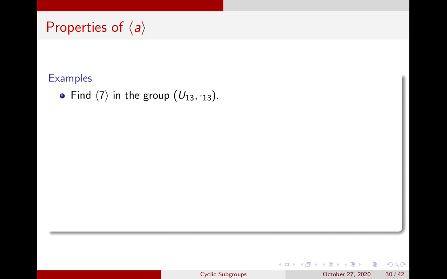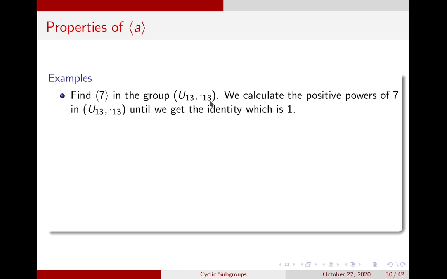A couple more examples. Let's find the subgroup generated by 7 in U13 under multiplication. So we know how to do this. We're going to calculate the positive powers of 7 until we get the identity in this group, which is a 1. 7 to the first is 7. 7 squared in U13 is 10. That would be 7 times 7 mod 13. 7 to the third is 5. I'll let you check my calculations.